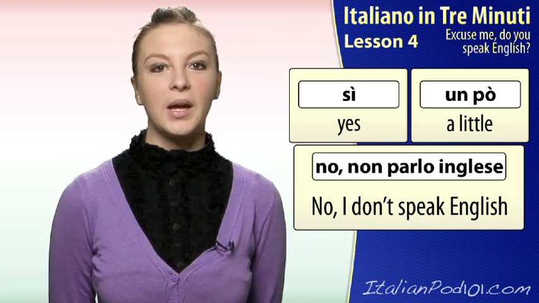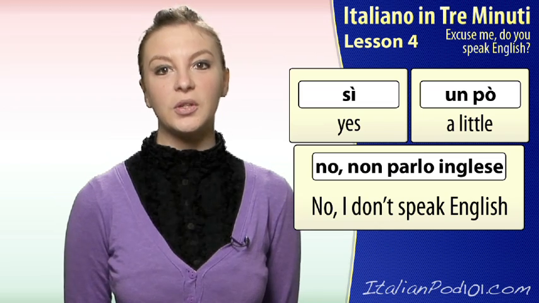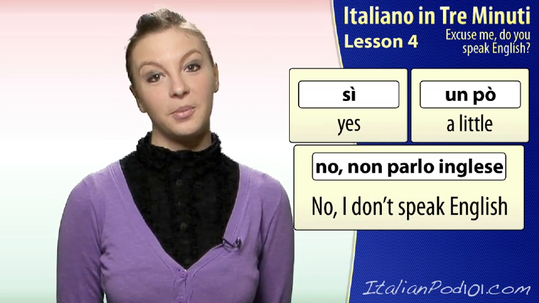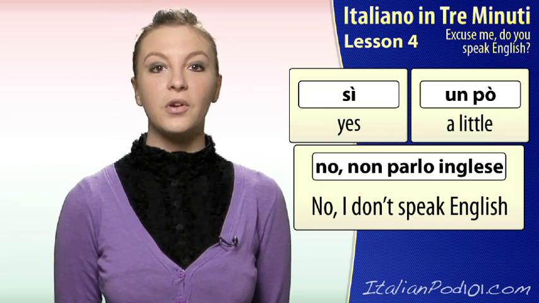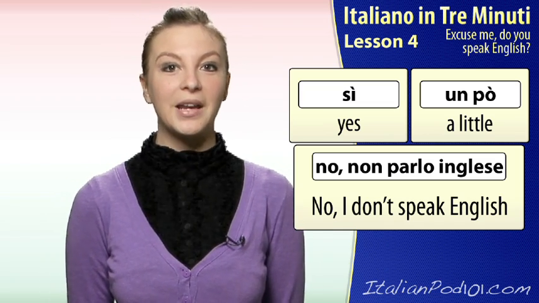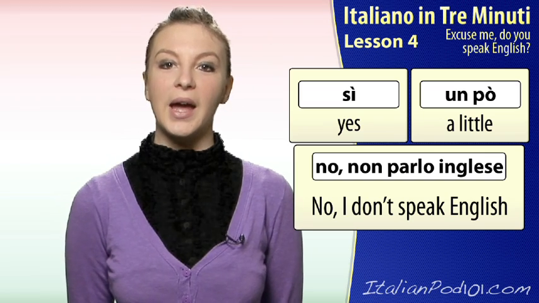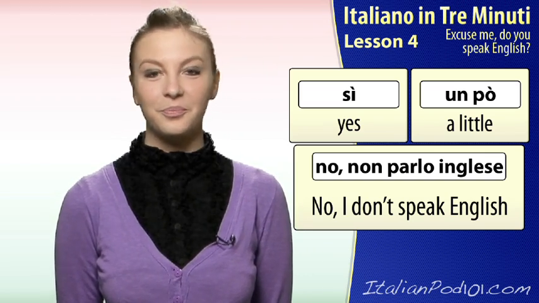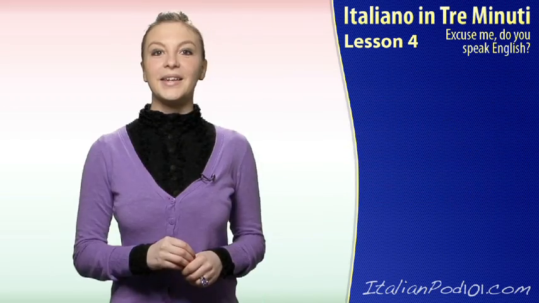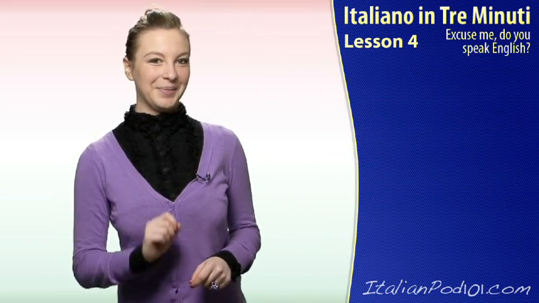Since this last one is a negative statement, we should say non before the verb. With io, Italian for I, the verb changes into parlo. That is why I do not speak is non parlo. Now it's time for Consuelo's tips.